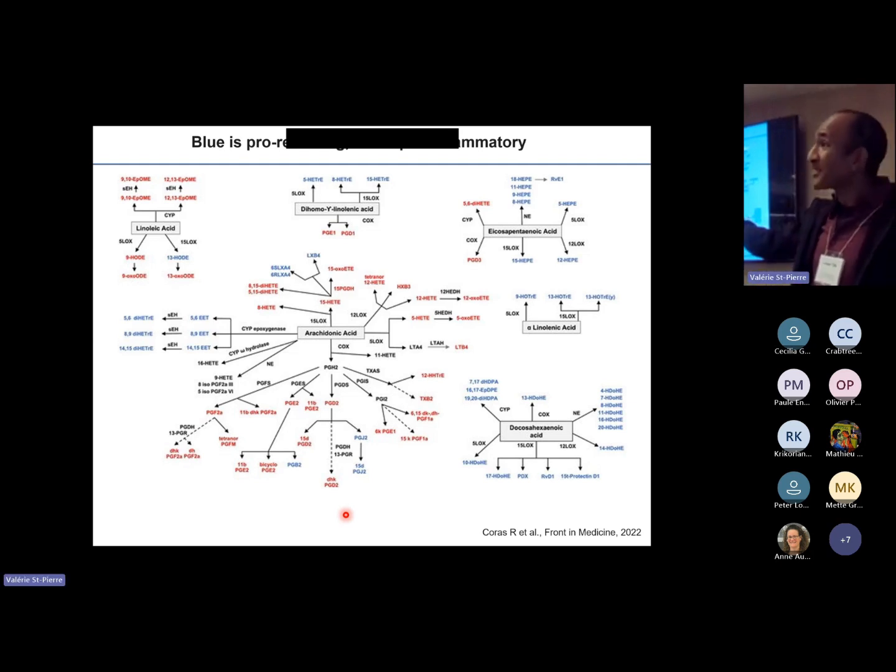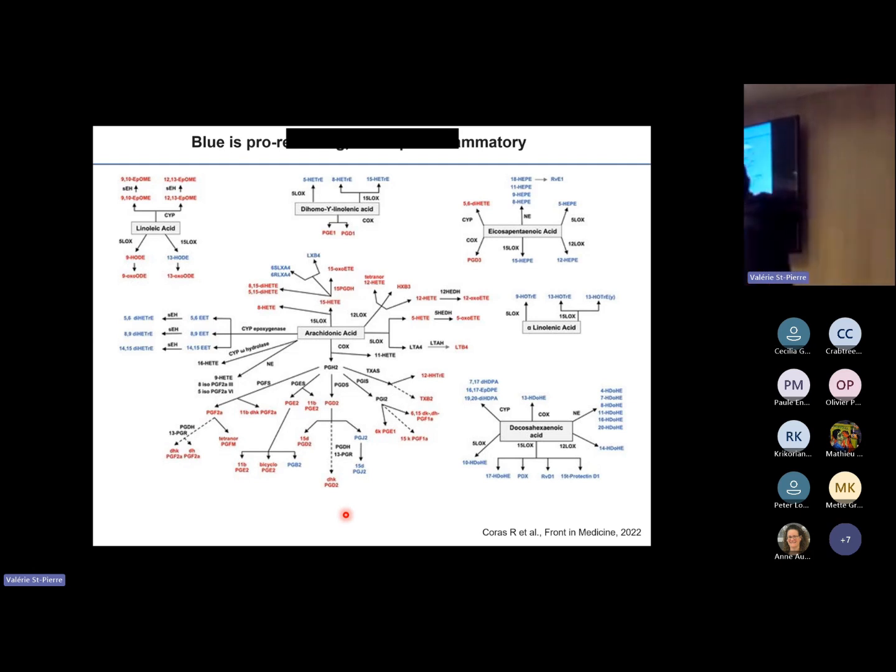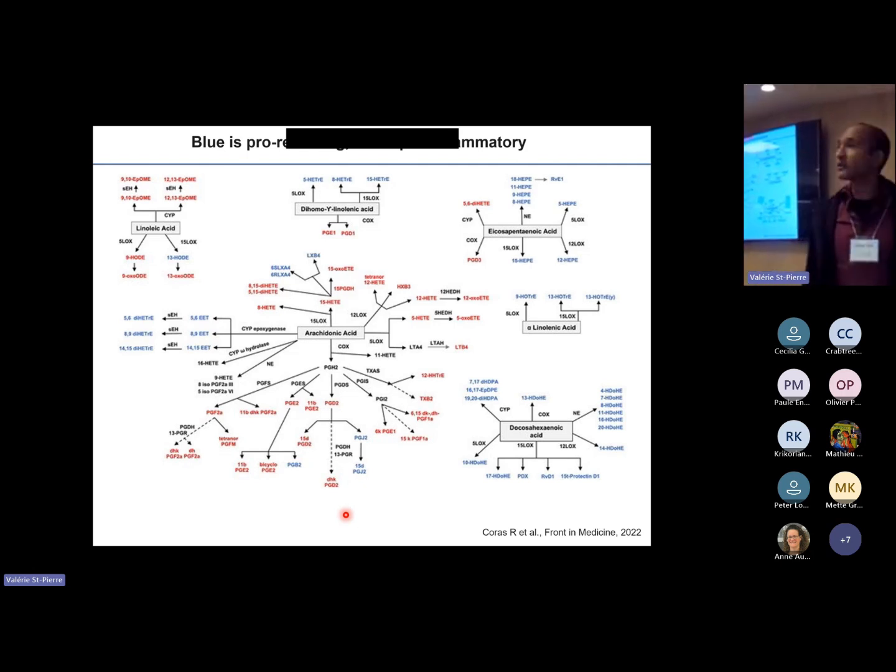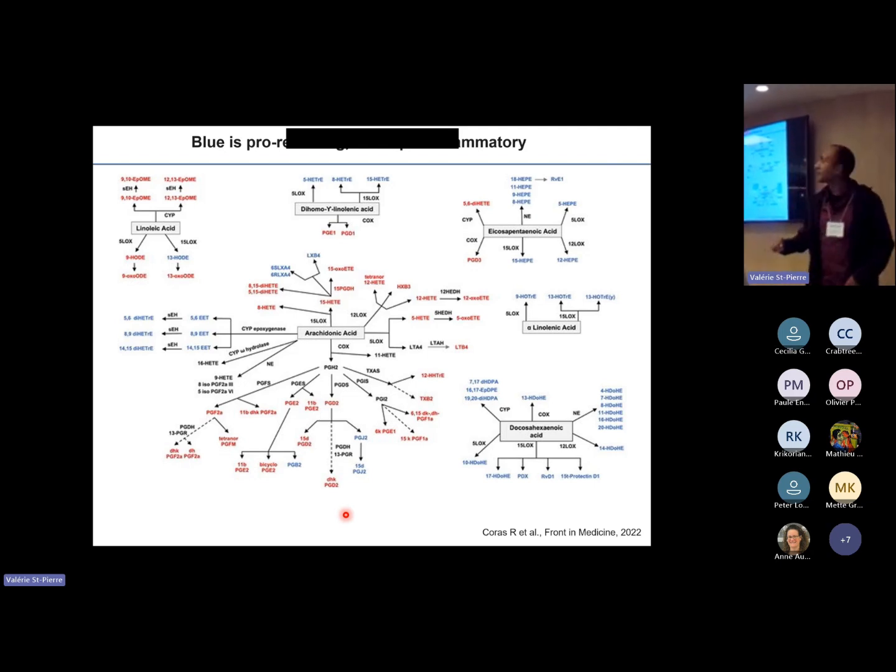Well, it is a precursor, right? But it's also a precursor to a lot of pro-resolving lipid mediators. So it's both. When you say it's a precursor to pro-inflammatory mediators, that's half the story, because half of the arachidonic acid actually goes towards pro-resolving lipid mediators, specifically the epoxides, all of these EETs here. These are potent pro-resolving molecules. DHA and EPA are easy, so most of them go into pro-resolving lipid mediators.